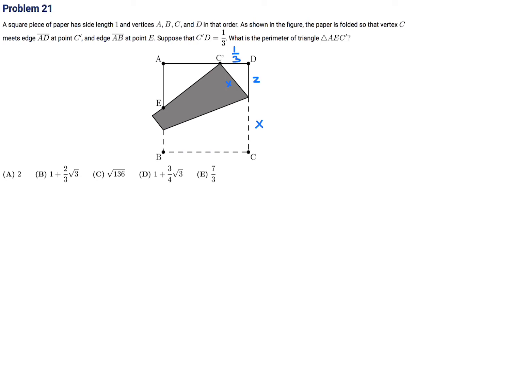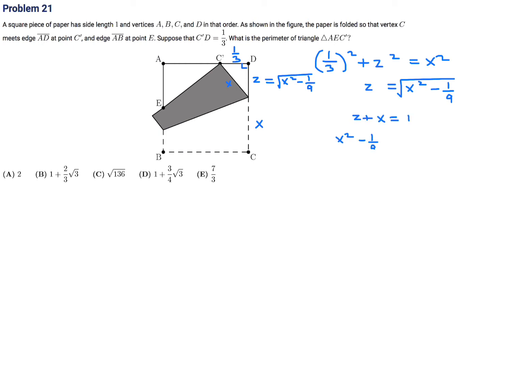So very quickly, we can figure out a Pythagorean relationship in that triangle, since that is a right angle. 1/3 squared plus z squared is equal to x squared. So z is basically x squared minus 1/9, all under the square root sign. But z plus x, we know, is equal to 1. So let's put that in. The square root of x squared minus 1/9, plus x, is equal to 1.